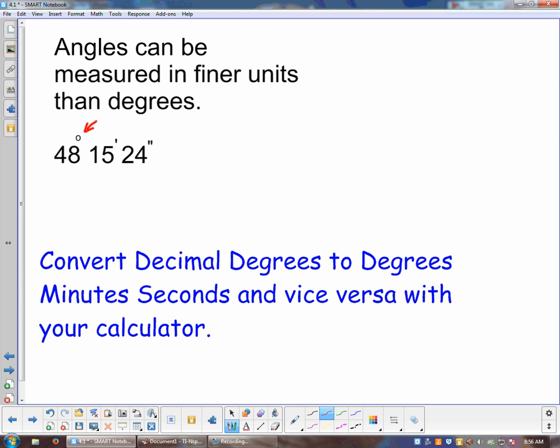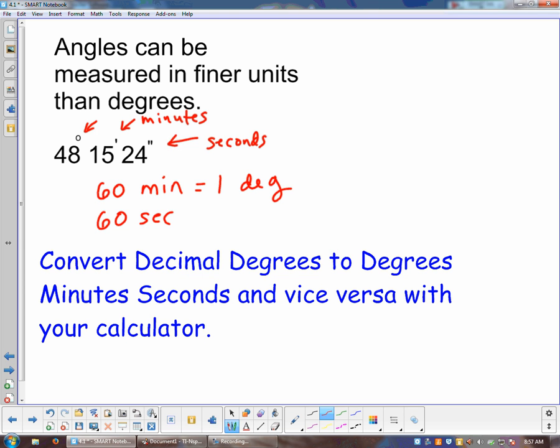Of course, you know what the degree symbol looks like, but 1 tick would be for a measurement called minutes, and 2 tick marks would be for a measurement called seconds. And there are 60 minutes in 1 degree when we're talking about measuring angles, and there are 60 seconds in 1 minute, just like when we're talking about time. So if we wanted to convert decimal degrees to degrees, minutes, seconds, or vice versa, you can use your calculator to do that.